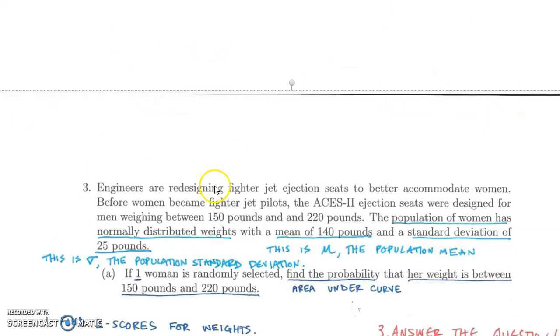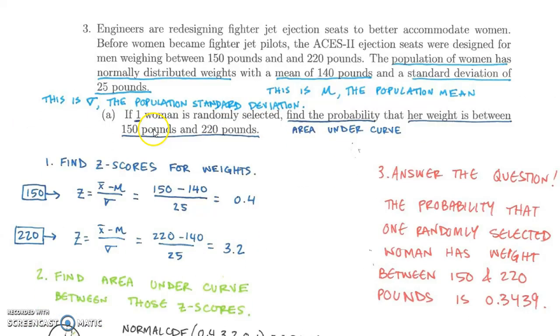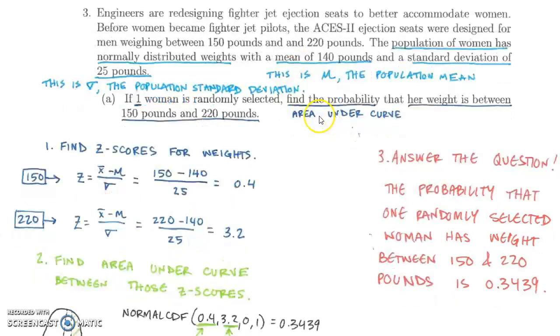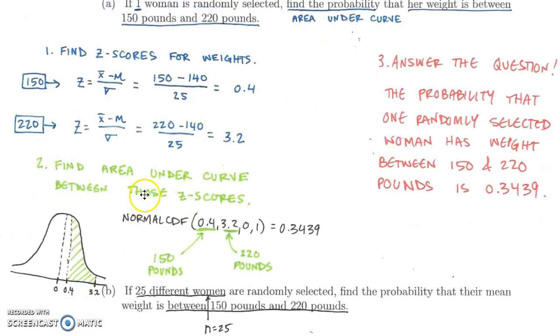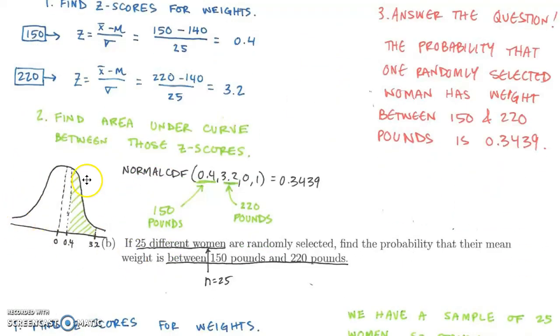All right. In this problem, we were doing more z-scores. We found the z-scores for the weights, 0.4 and 3.2 respectively, and it's given to us that the standard deviation of the population is 25 pounds. It's given to us that the mean is 140 pounds. We found the area under the curve between the scores. Sorry, I drew my curve all crooked-like. I just couldn't bring myself to draw it straight.